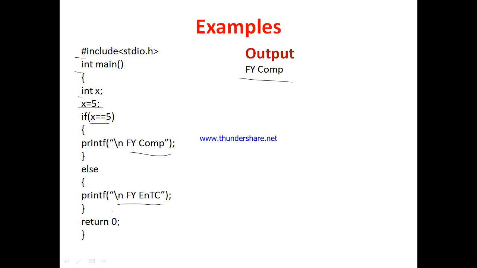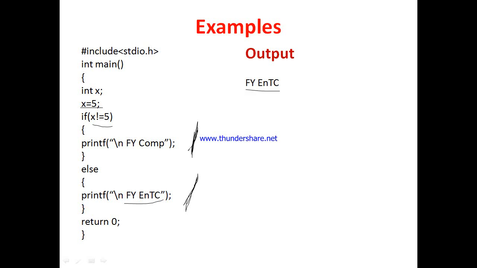Why? Because x is equal to 5, this condition is true, so the if block is executed and the else block is not executed. Now let us see the same program with a false condition. Suppose x is equal to 5 and the condition is x is not equal to 5, so that condition is false. The if block, which is the true block, is not executed, and the else block is executed. This is the false block, and in this false block we have printed fy entc. So the output of the program is fy entc.